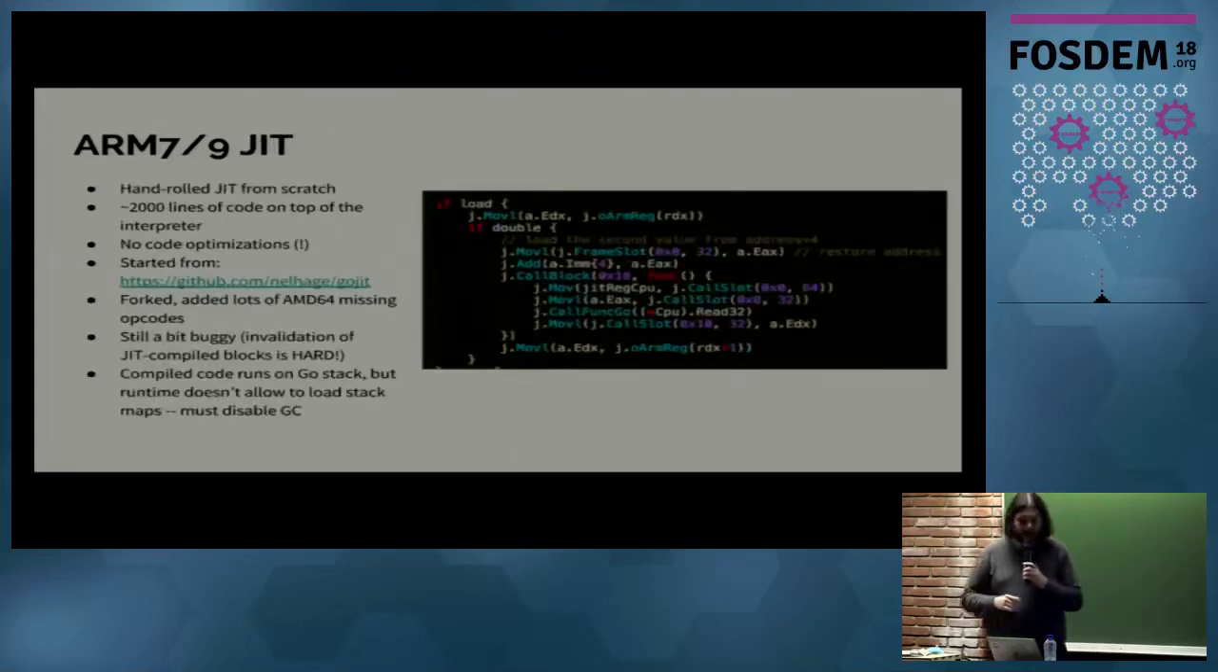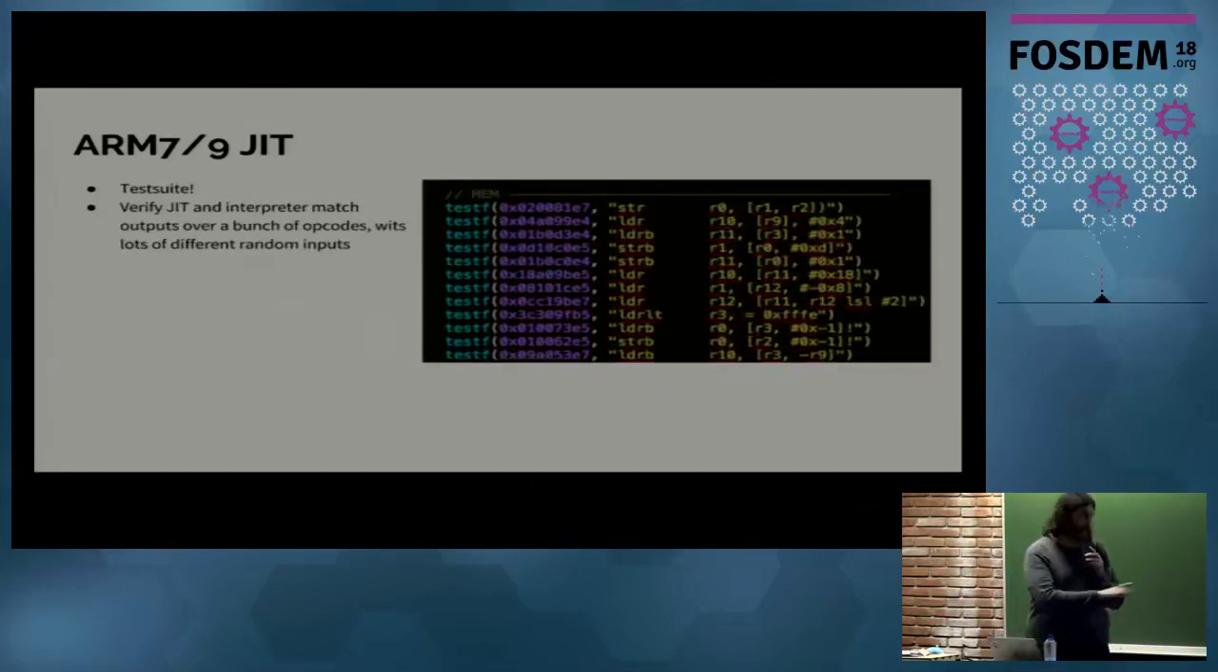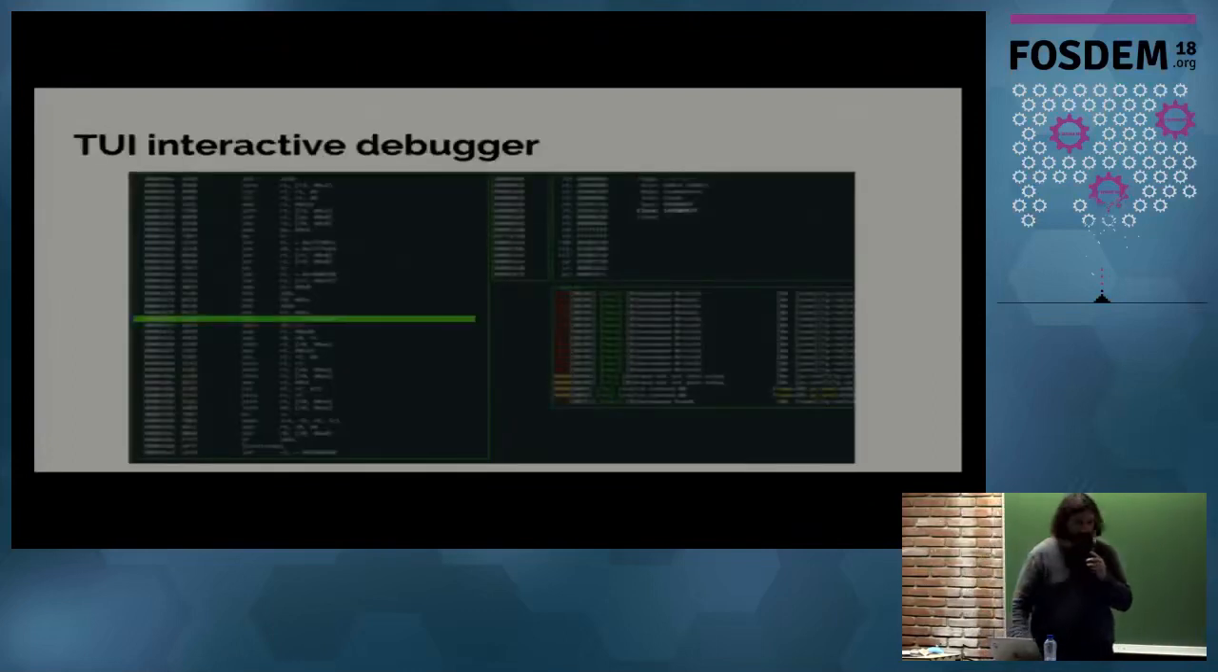Then I also wrote a JIT compiler, because it was fun. It's a hand-rolled JIT from scratch, about 2,000 lines, with no optimization, just a straight translation from ARM to x86. It's a little bit buggy, but it works. This is an example of the code. Each of those calls emits one x86 instruction that will later be executed. I have a test suite for the JIT that compares that it gives the same results as the interpreter. I wrote a little debugger, because otherwise you don't understand what's going on.